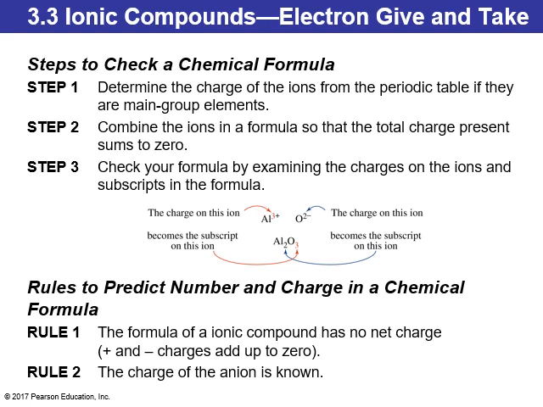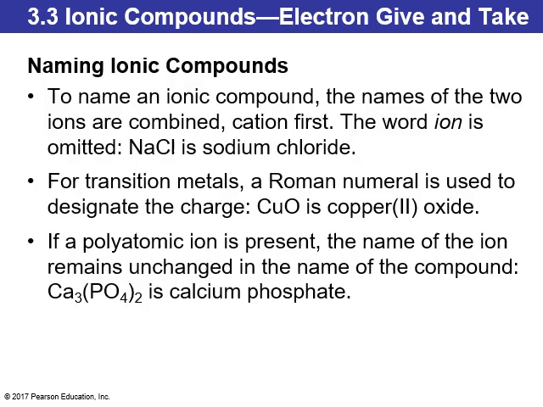Now we have 2 aluminums, each with a 3+ charge. So 2 times 3 gives us a 6+ charge. If we take a look at our oxygen, we've got 3 oxygens, each with a -2 charge. That gives us a -6. So overall, we have 6 minus 6, that gives us 0. So we have a neutrally charged and happy compound. This is an easy way to balance a chemical formula or check a chemical formula.